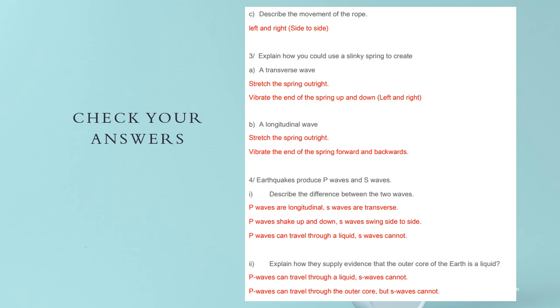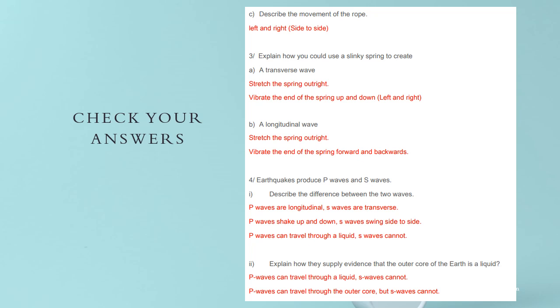Question 4. Earthquakes produce P waves and S waves. Describe the difference between the two waves. P waves are longitudinal, whereas S waves are transverse. P waves shake up and down, whereas S waves swing side to side. P waves can travel through a liquid, S waves cannot.